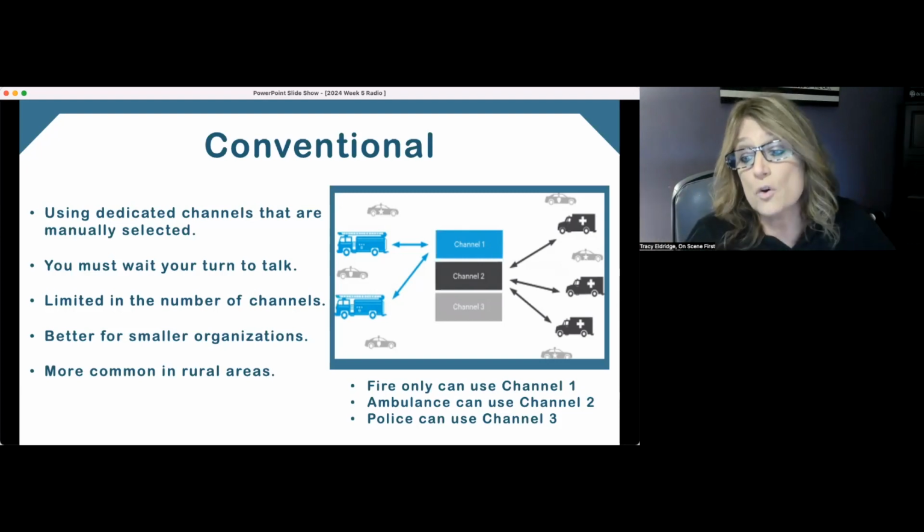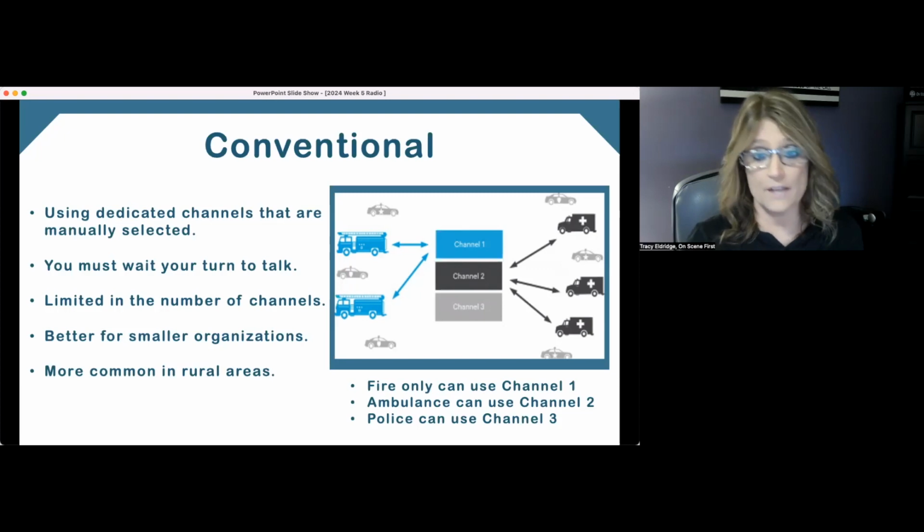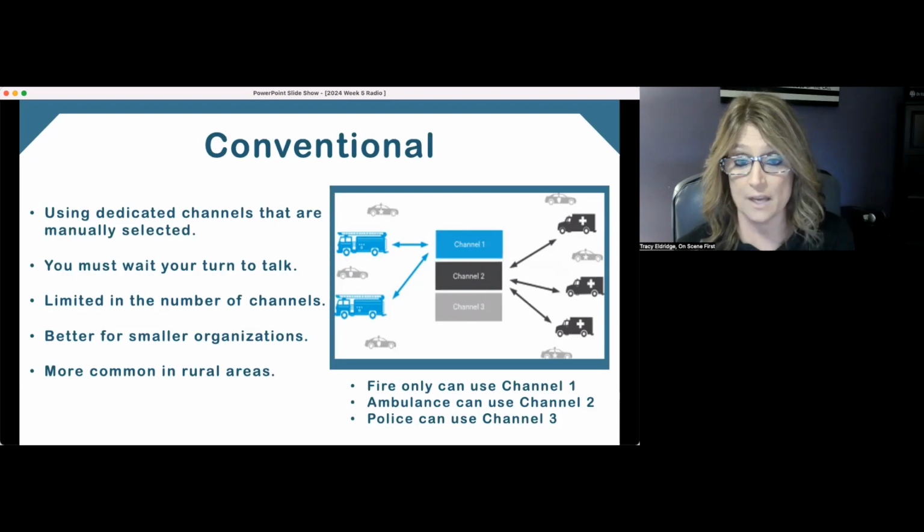So the chances of folks speaking on the radio all the time at the same time is slim. So it made sense to have a conventional radio system. It's more common in rural areas for that reason. So what this means is channel 1 is dedicated to the fire department, channel 2 is dedicated to the ambulance folks, and channel 3 would be dedicated to the police folks. So that meant fire stays on fire, EMS stays on EMS, and police stay on police.